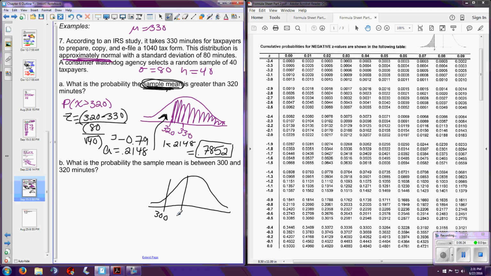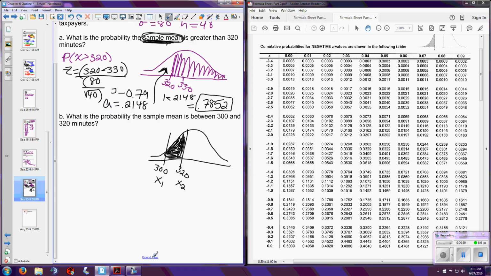If you recall from when we first talked about how these things work, right, so we shade between them. If you have two x values, let's call this x1 and x2, we have to go ahead and find two z-scores. So z1 equals 300 minus 330 over 80 over the square root of 40, which gives us negative 2.37. This 320 we found the z-score of above, so I'm just going to copy that down.